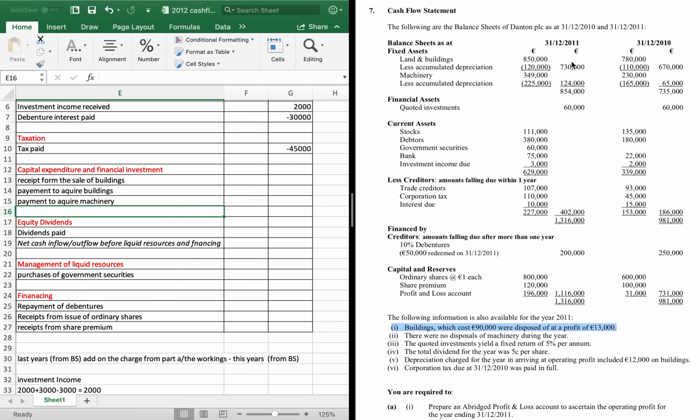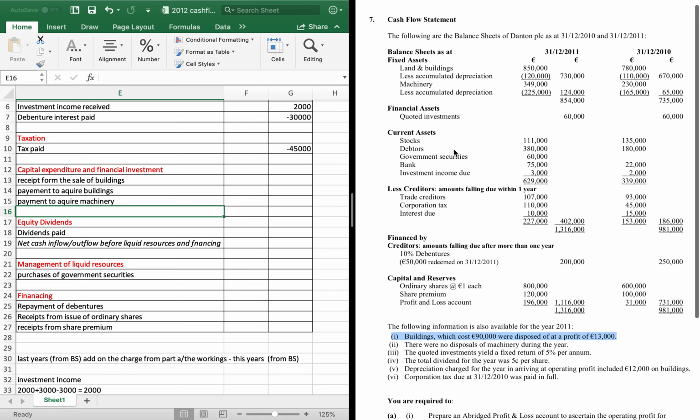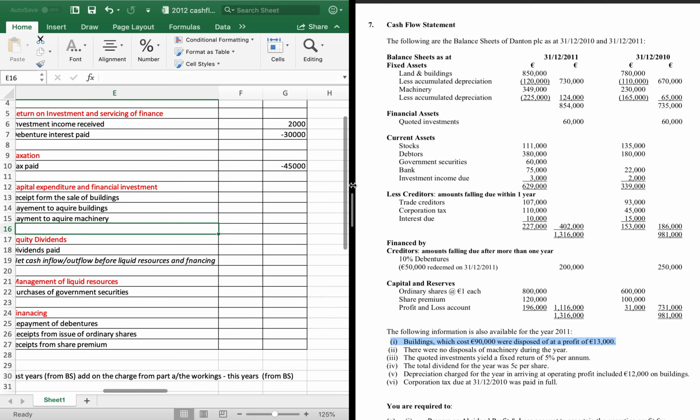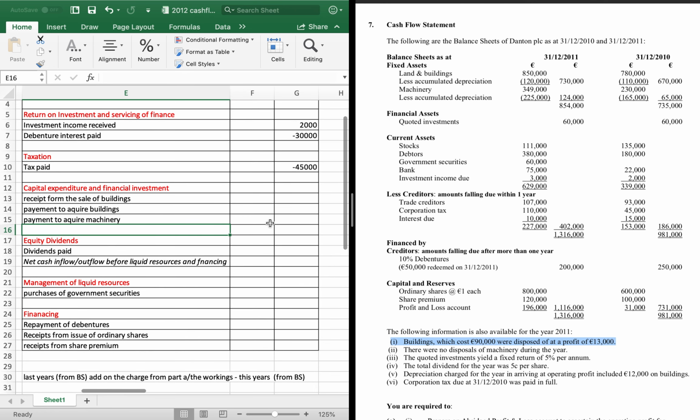Well, if the cost figure goes up, you've bought something. So land and buildings have gone up from 780 to 850, and they've actually gone up by more than that, 70,000. Machinery's gone from 230 to 349. Alright, so we know we've done that. So we'll go with the machinery one first because it's the easiest.